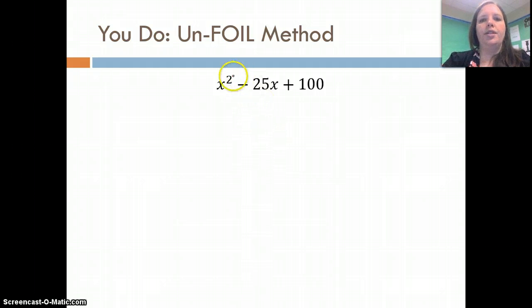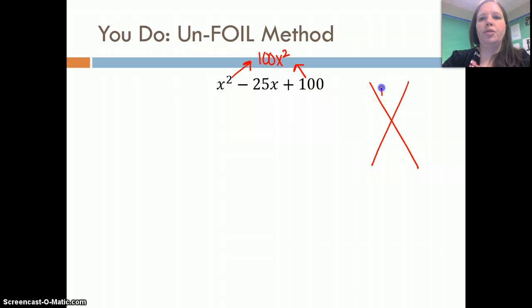So unfoil this. So this is 100x squared. So if we do our diamond puzzle, we're saying what multiplies to be 100 and adds to be negative 25. So if we're trying to multiply to be 100, we know we need to have the same signs, either both positive or both negative. If we're adding to be negative 25, we need both of those numbers to be negative.